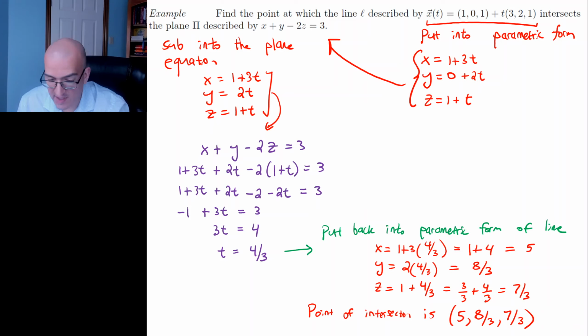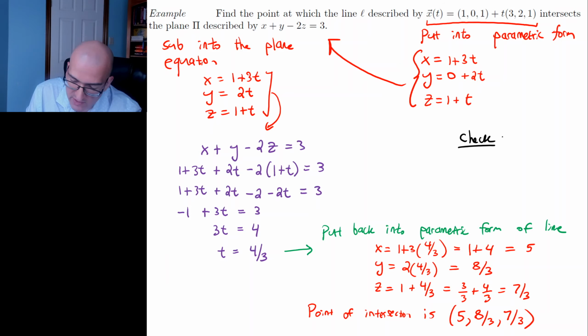We could check that. We could plug that back into the original expression for the plane, and make sure that the left-hand side is equal to the right-hand side. So I'm going to quickly do that check up here, then I'll erase it, so someone looking at the video later is not going to wonder what that means in the middle. They'll get confused.